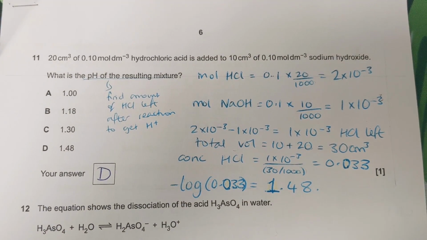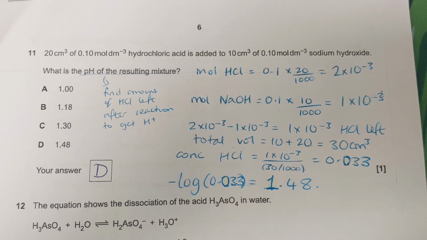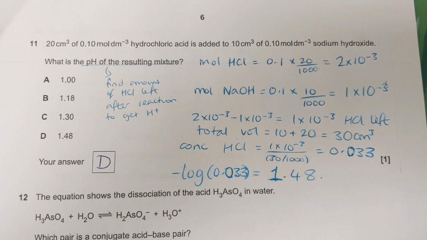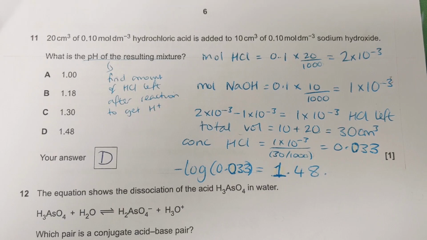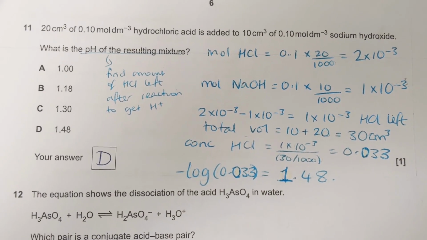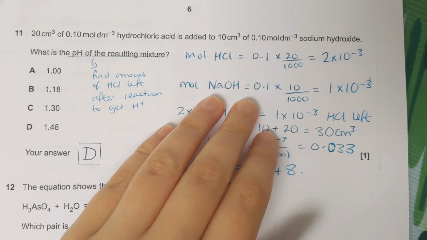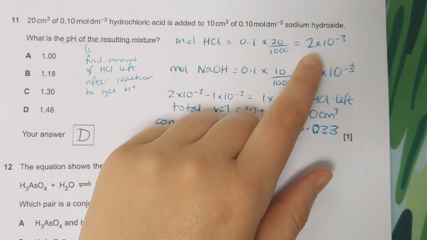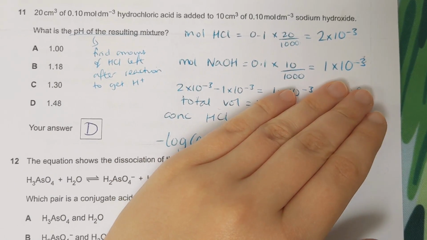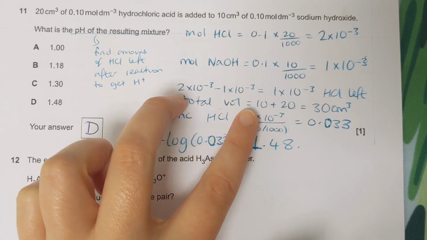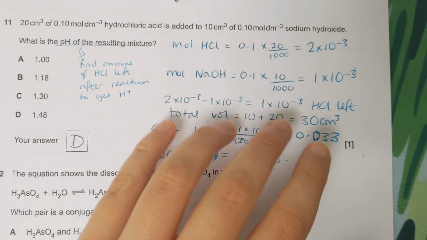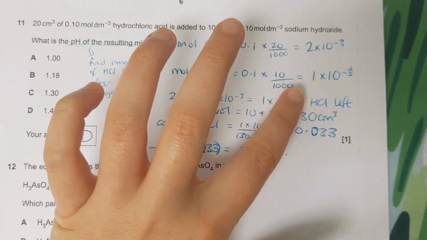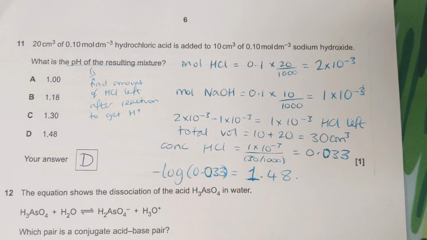So the first question: 20 centimeters cubed of 0.1 molar hydrochloric acid is added to 10 centimeters cubed of 0.1 molar sodium hydroxide. What is the pH of the resulting mixture? The first thing we have to do here is work out the moles of the acid and the moles of the sodium hydroxide. Then we can see that the hydrochloric acid is in excess because its moles are greater than those of the sodium hydroxide. So we want to subtract these moles and find out the amount of HCl that's left after reacting. This is a 1-to-1 ratio if you were to write the balanced equation for this.